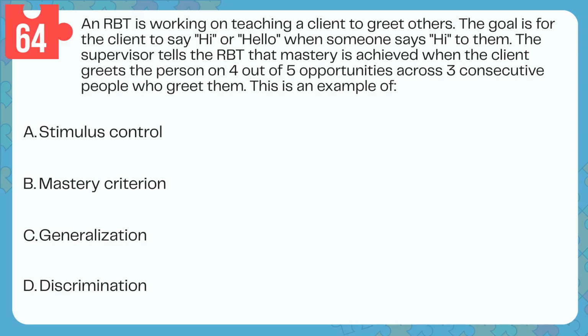Question 64. An RBT is working on teaching a client to greet others. The goal is for the client to say hi or hello when someone says hi to them. The supervisor tells the RBT that mastery is achieved when the client greets the person on 4 out of 5 opportunities across 3 consecutive people who greet them. This is an example of A. Stimulus control, B. Mastery criterion, C. Generalization, D. Discrimination.